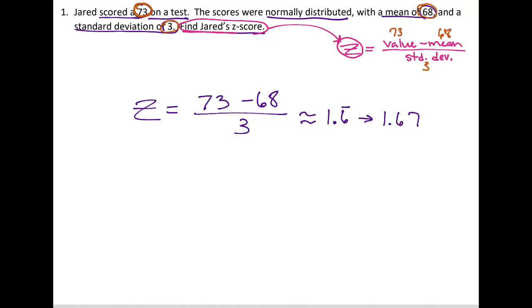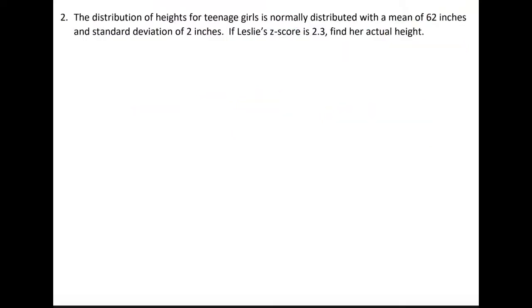We can see that here. His score of 73 was better than the mean, about 1.6 standard deviations above the mean, since it's positive. So that's our final answer for his z-score. Now, another thing that we did is we said, what if you're given the z-score? Could you find the actual value?